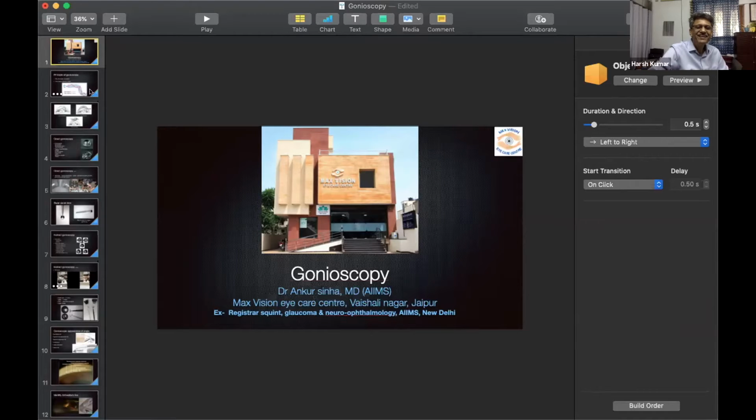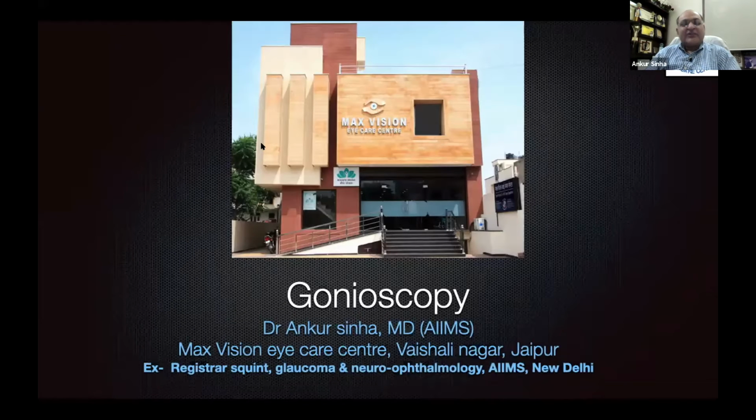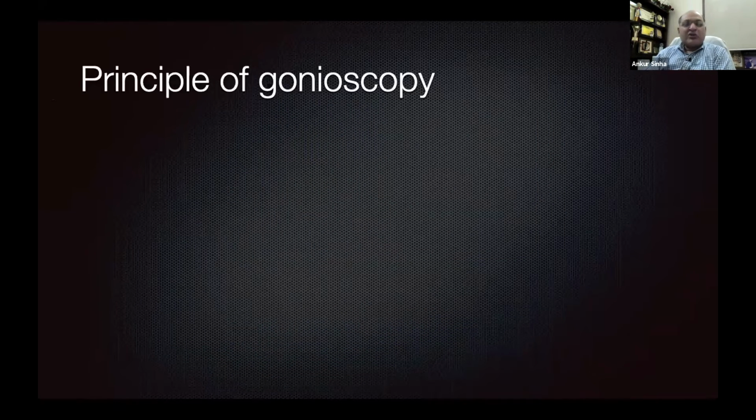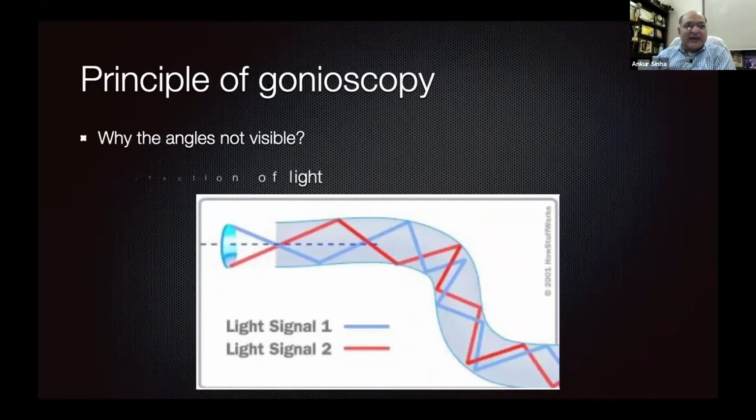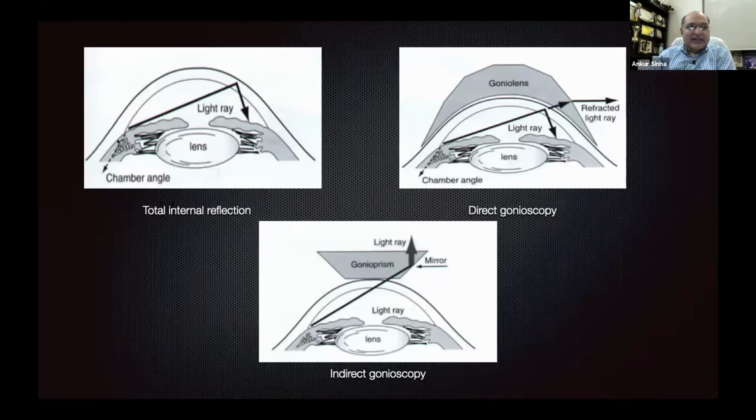Welcome. So I'll be starting my talk on gonioscopy. First we talk about the principle of gonioscopy, that is, why the angles are not visible. It is because of the total internal reflection of light. When the light emanates from the angles, from the anterior surface of the cornea, it is reflected back into the anterior chamber. So we are not able to see the angles by naked eye.